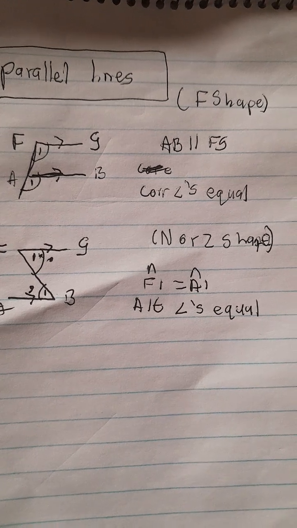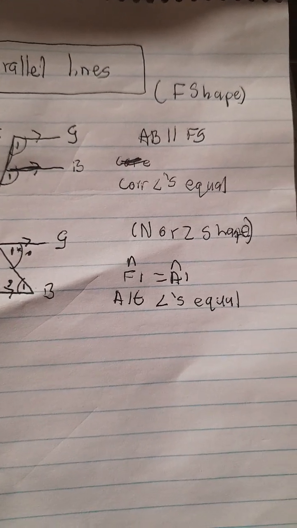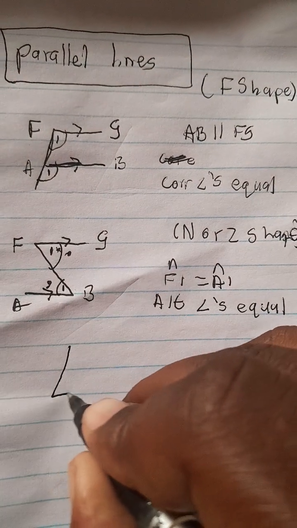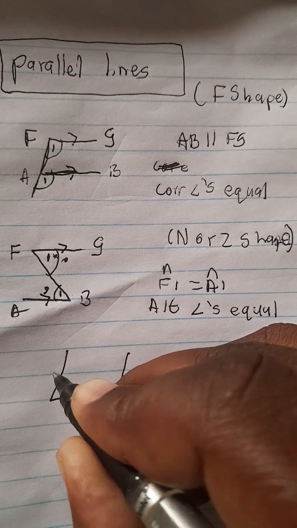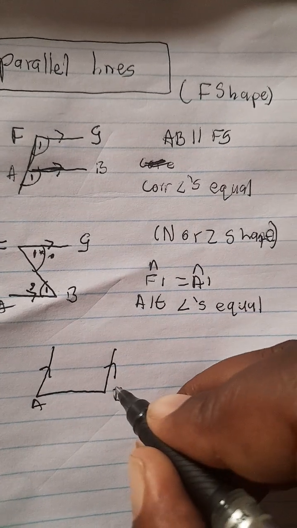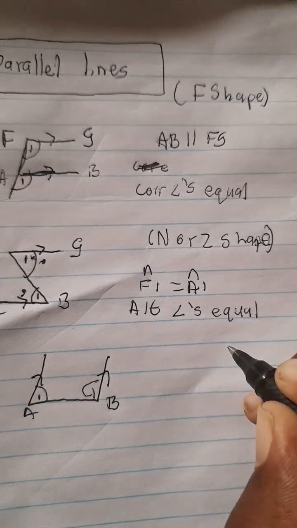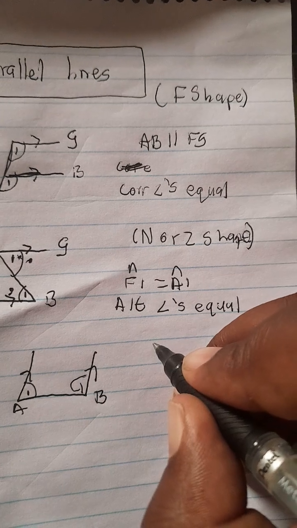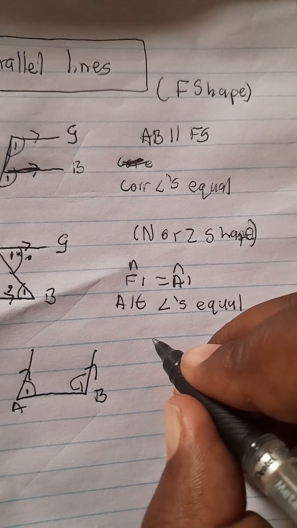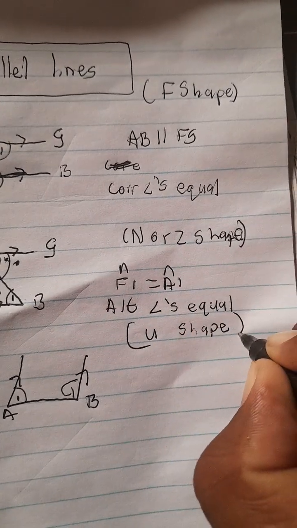So now, what is the last type that we need to know? The last one is what we call co-interior angles. What are co-interior angles? Let me just draw first. You must also see parallel lines. So given A and B, we'll name this A1 and this B1. Co-interior angles are supplementary, and they are known by a U shape. They are known by a U shape.